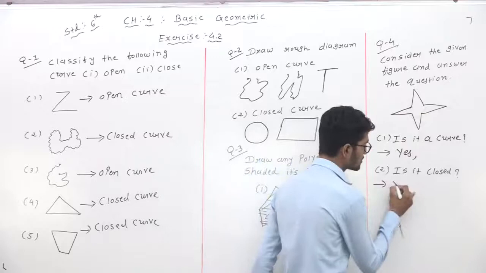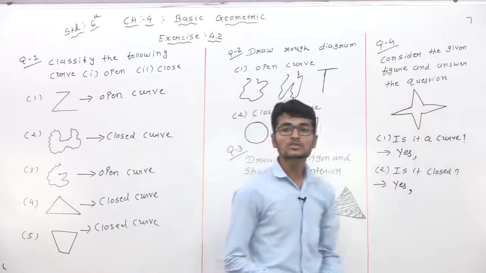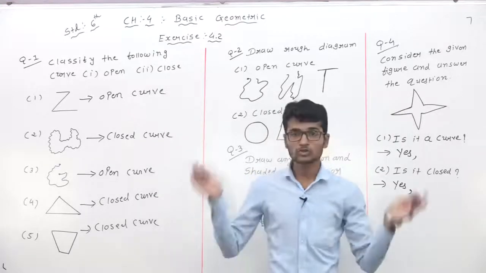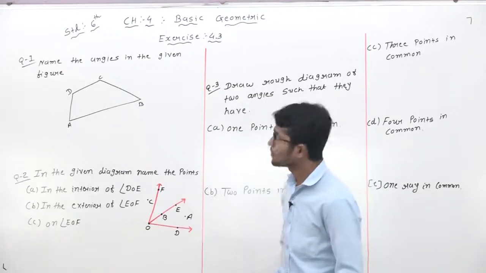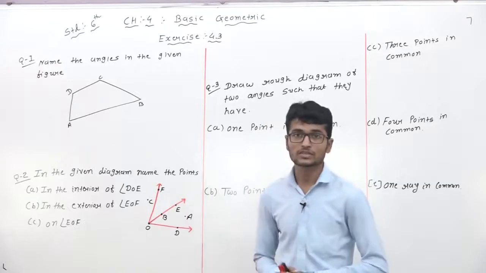Yes. So is it closed? Yes, it is closed. It means this one is an example of a closed curve. So understand how to solve these types of questions. Now to continue chapter number 4, exercise 4.3, the first question.